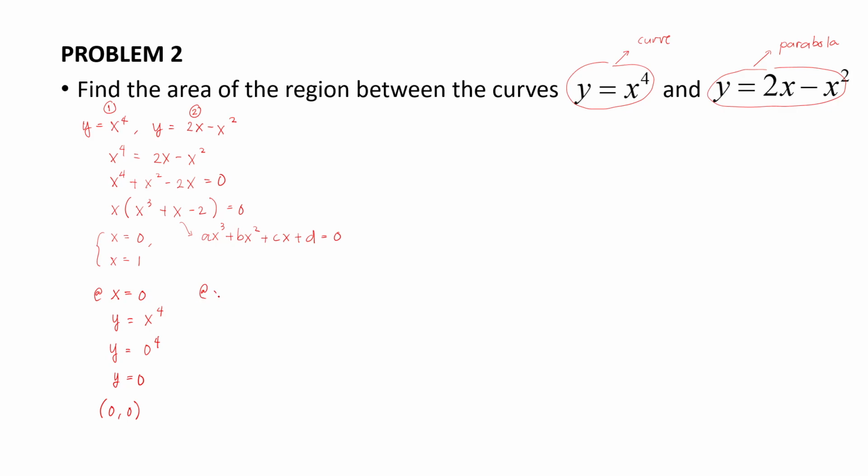The next one is at x equals 1. So y equals x to the power 4. Then you have 1 to the power 4, and it will give you y equals 1. So the next point of intersection is at 1 and 1. So again, by this time, you know how to equate your equations since this one is still from your high school days and also probably in your senior high.